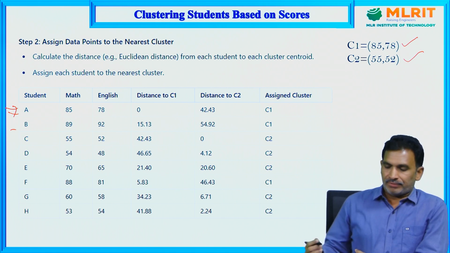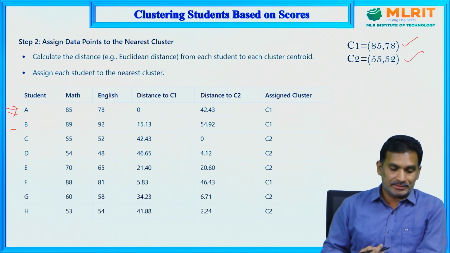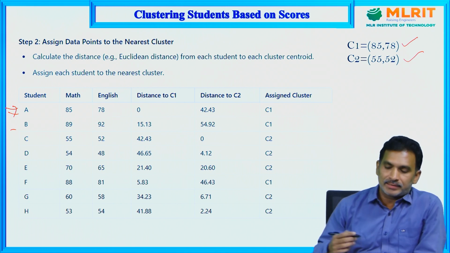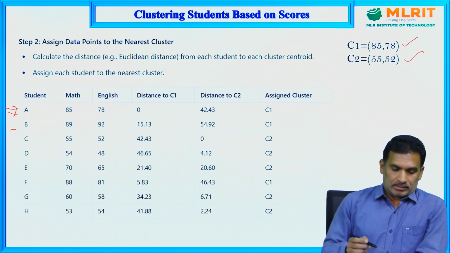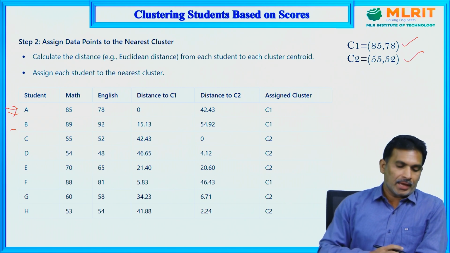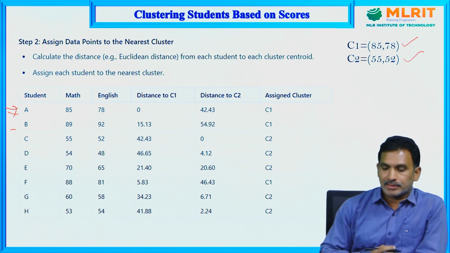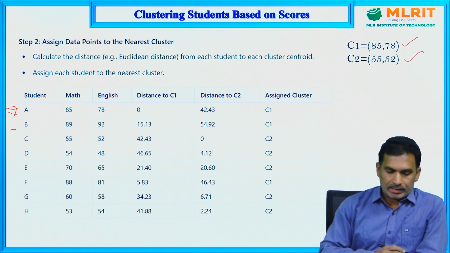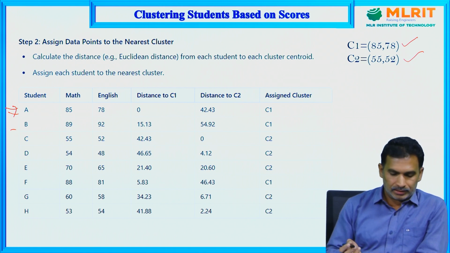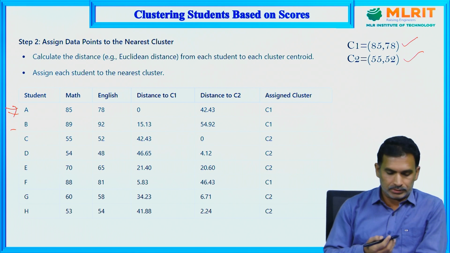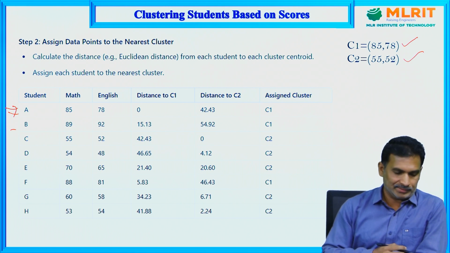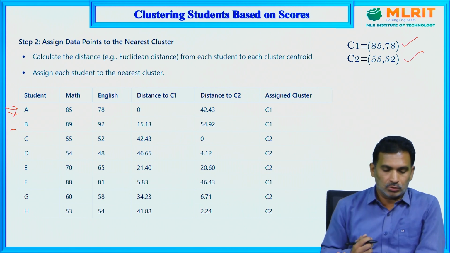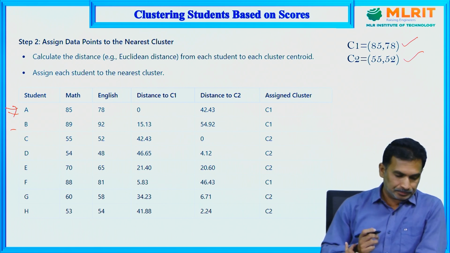So first we decided the number of clusters, then we randomly selected the 2 clusters, C1 and C2. Then in the second step, we have to assign the data points to the nearest cluster. So we have to find out the distance between the cluster and the data point, so we can decide which data points are near to the cluster. We use Euclidean or some other distance methods to calculate the distance.